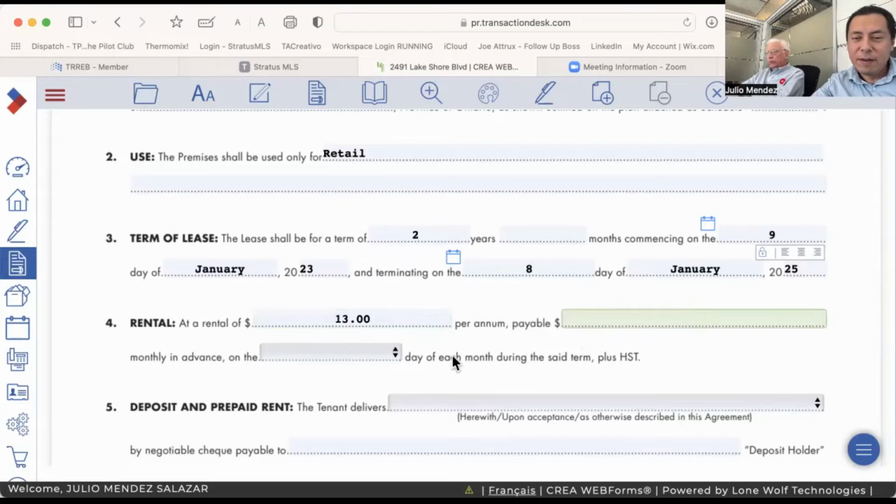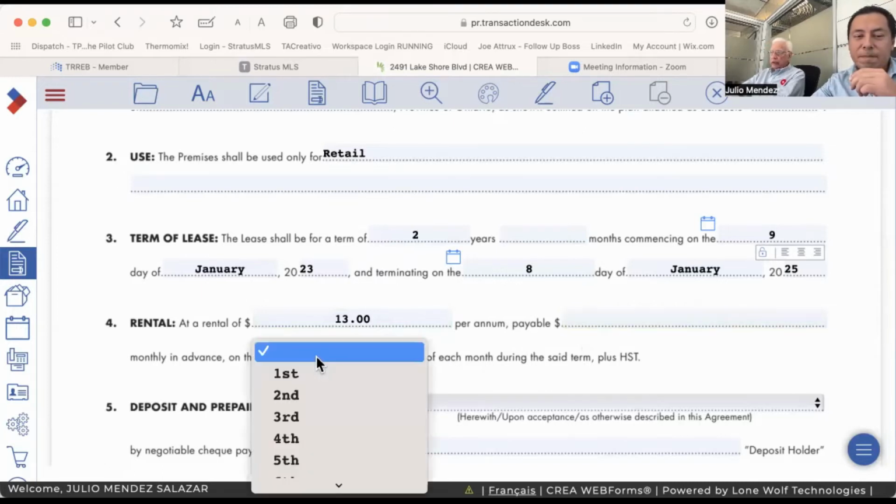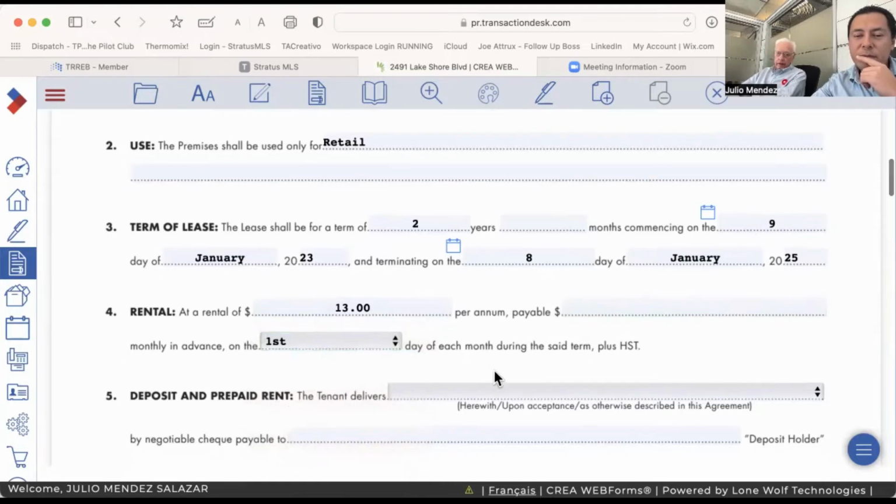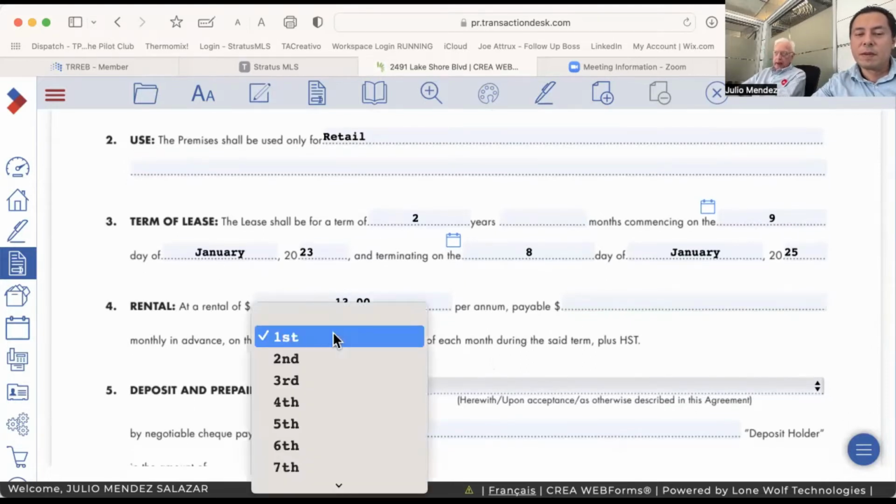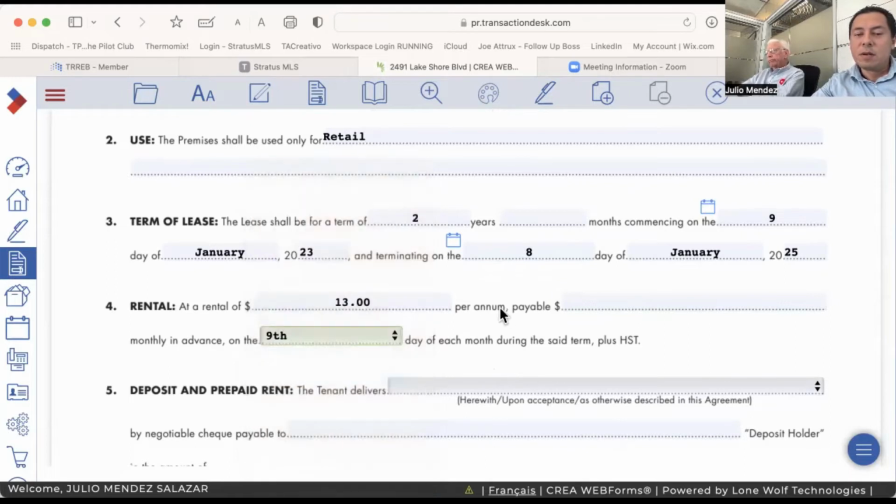Payable, and then first and last month's rent in advance. So you have to figure it out. You got to multiply the 13 times the square footage times 2. Do you understand that? Wasn't $13 a square foot. Yeah, times the square footage. So I guess my number here is incorrect. So at a rental of $13 per annum payable. Not per annum, per square foot per annum. Okay. Yeah, but I cannot put square foot per annum. Sorry, payable monthly.